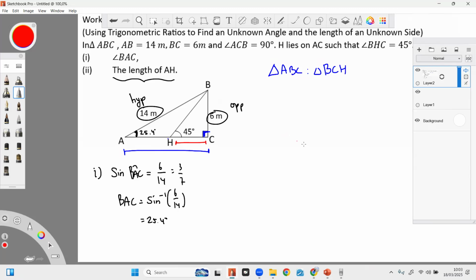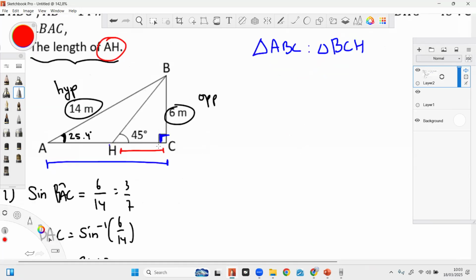Hi guys. So find the greater, then find the smaller, and then you subtract, you will get AH, because AH lies neither on ABC nor BCH. Okay, which one do you want to find first, the small or the big? Big, okay.